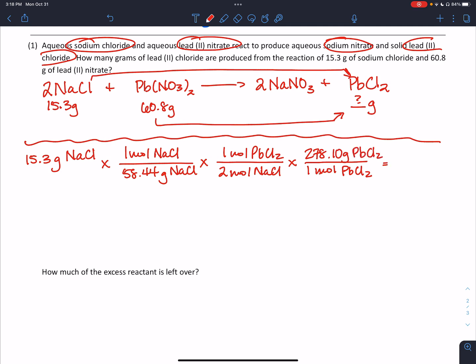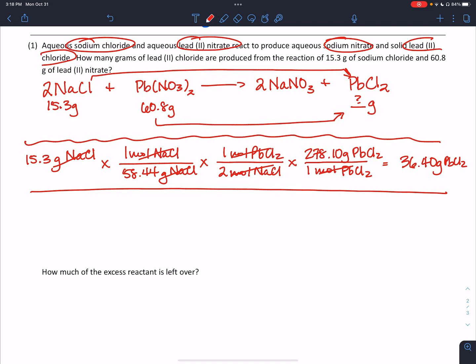All right, so I check my units. Lead moles are going to cancel. Moles of sodium chloride are going to cancel. Grams of sodium chloride. So we're going to be left with PbCl2 in grams, and I got 36.40 grams. All right, so we're halfway there.